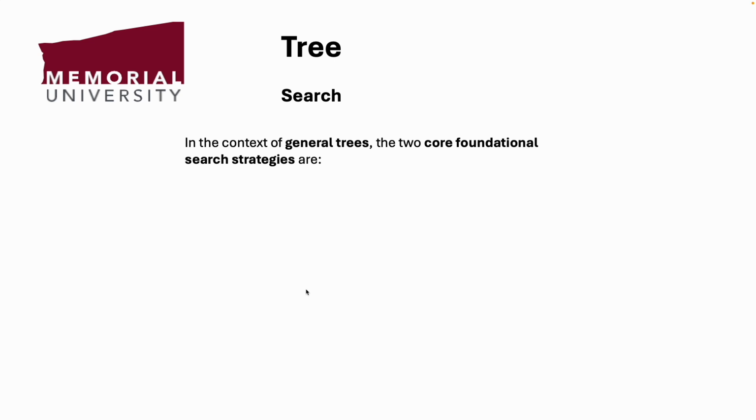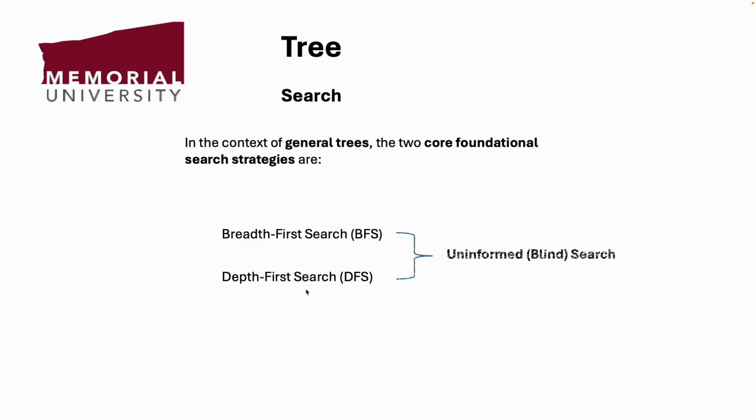Okay, in the context of general trees, there are two core fundamental search strategies. First, we call the breadth first search, also called BFS. Second, we call the depth first search, also called DFS. These two are the most important and fundamental searching strategies in the tree. These two types of search both belong to the non-informed search, also called blind search.